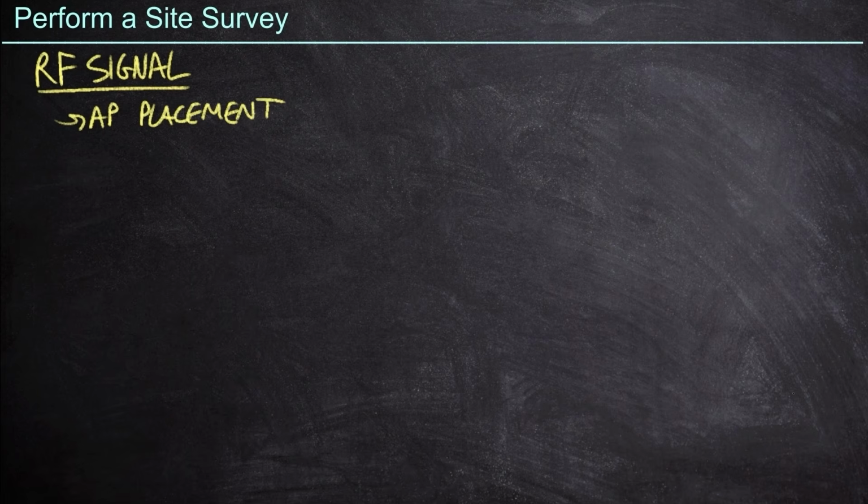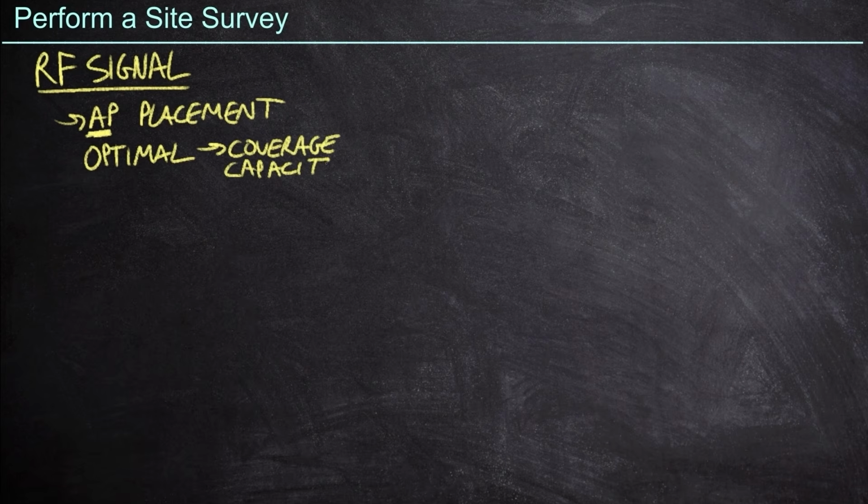Well, I can't know for sure where each access point is going to go unless I test and figure it out myself. And there's a lot of methods to this, but the goal is ultimately the same. It's to determine the optimal placement for the access points that gives me the coverage that I need. And eventually we're also going to talk about not just coverage, but capacity, because we need both of those to be considered as part of a modern wireless site survey.